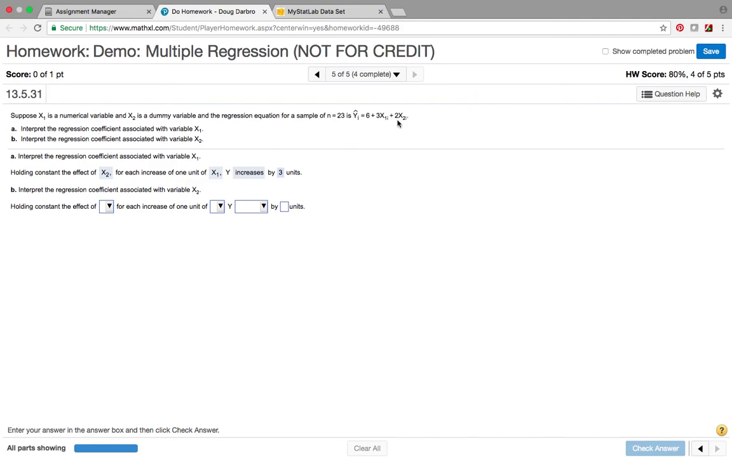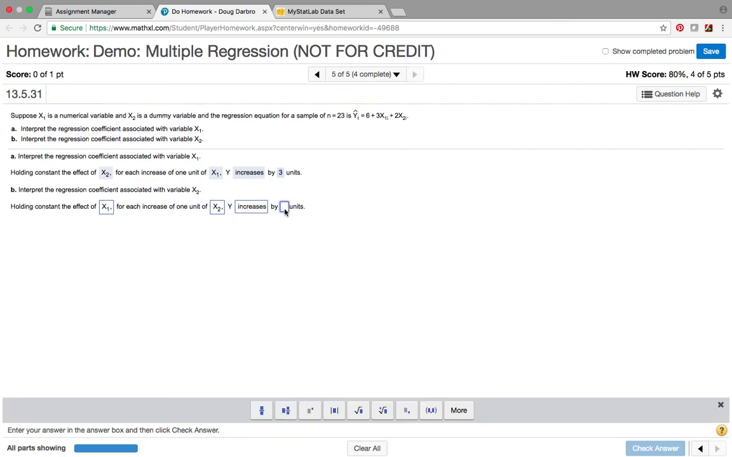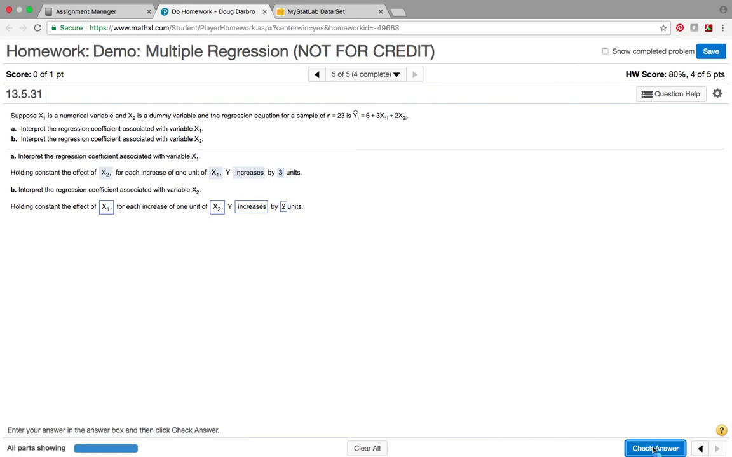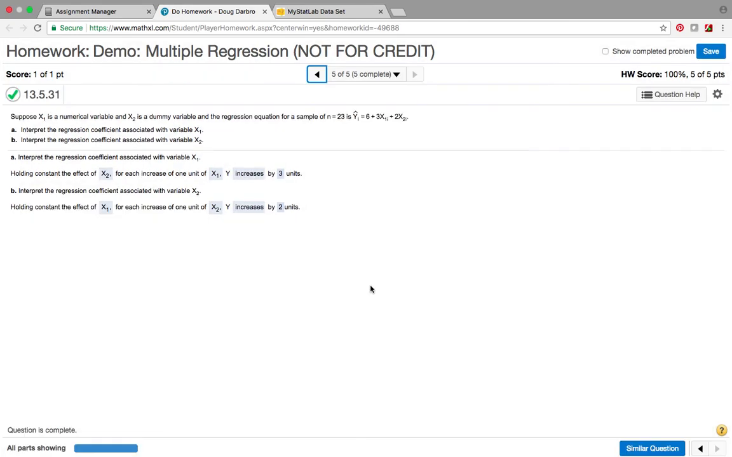Now, X2 is a dummy variable, so a change of 1 unit actually compares whatever we've coded as 1 to 0. So holding constant the other variable, which is X1, each increase of 1 unit of X2 is positive 2, so Y increases by 2 units. Wow, that's it. That's cool.